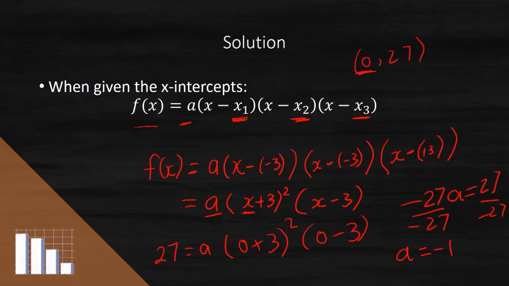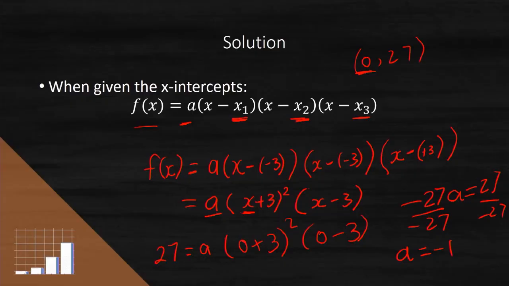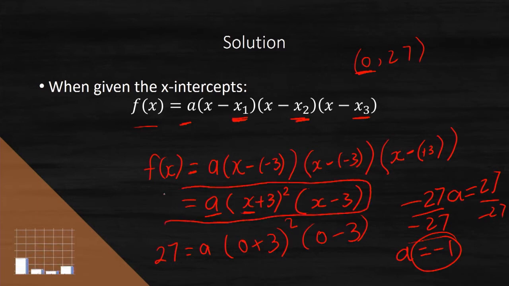b, c, and d? So all you're going to do now is take your value for a, substitute that back into your f of x equation where you've already substituted your x-intercepts. So what I'm saying, if you have a look here, we're going to take the value of a is equal to negative 1, substitute it into this line. All right, so substitute a is equal to negative 1 there, and then multiply out. Okay, so let's do that.